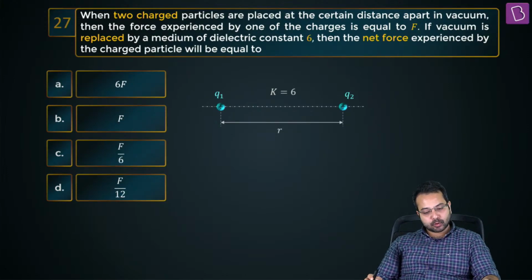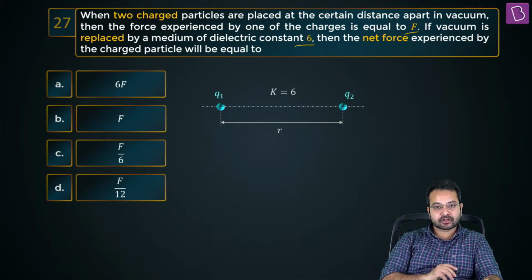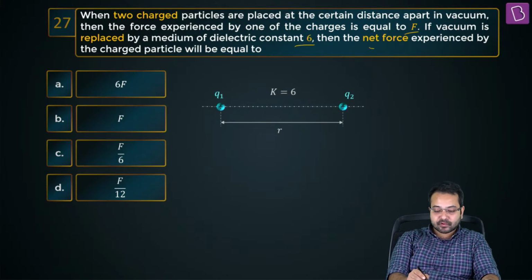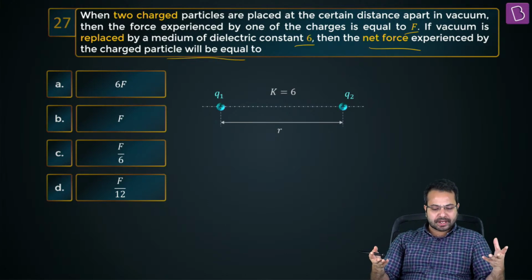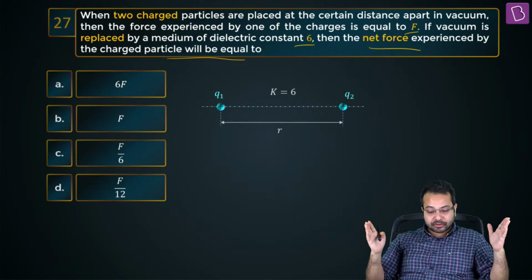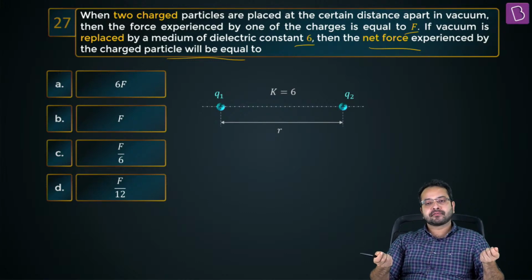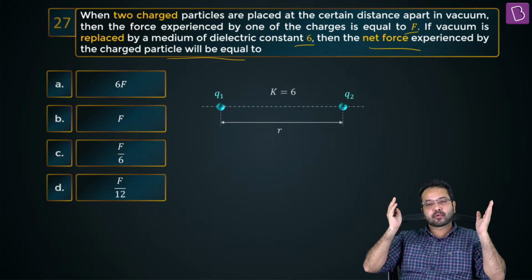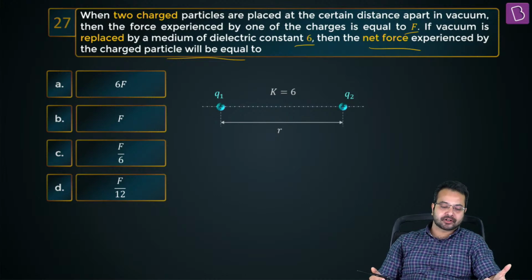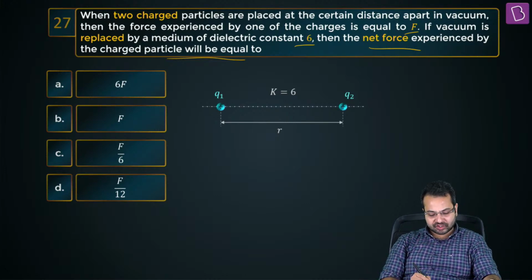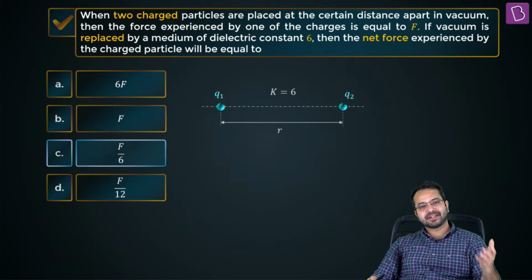Next, when two charged particles are placed at a certain distance apart in vacuum, then the force experienced by one of the charges is equal to F. If the vacuum is replaced by a medium of dielectric constant 6, then the net force experienced by the charged particle will be equal to. Now we know this very well, that if the charged particles are put in a dielectric medium, then the force is reduced by a factor of the dielectric constant. So what will be the answer? Very straightforward. The answer is going to be F by 6.